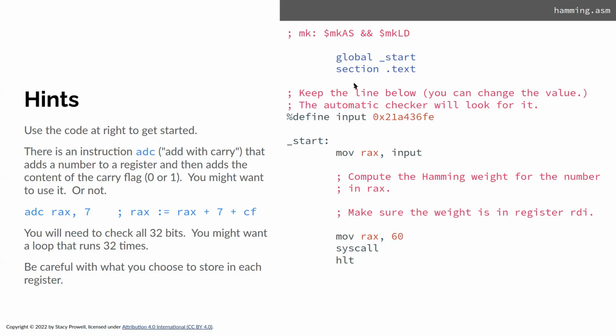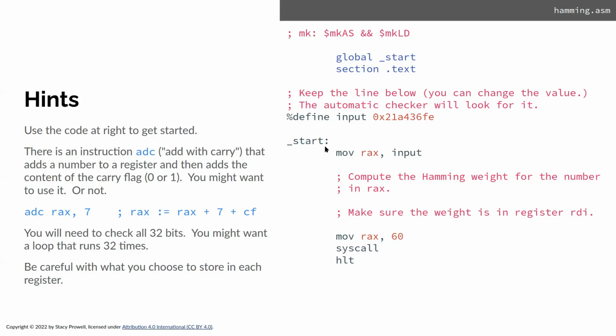How do you want to do it? Comments are introduced with semicolons in NASM, not everywhere. They're introduced with pound symbols in the GNU assembler, but here the comments are introduced with semicolons. Here's a little macro, percent define input to be this number. The automated checker I've written is going to look for this line. It's going to look not for this number, but for percent define input. And when it finds that, it's going to modify this so it can try other numbers. So please don't change this too much.